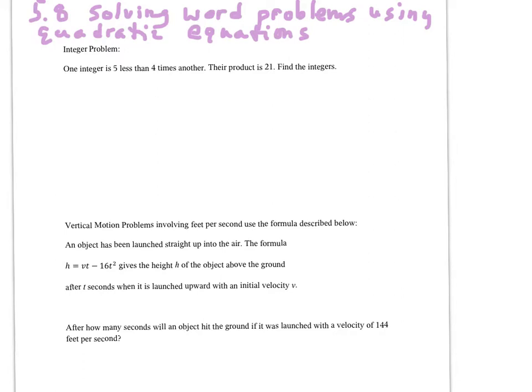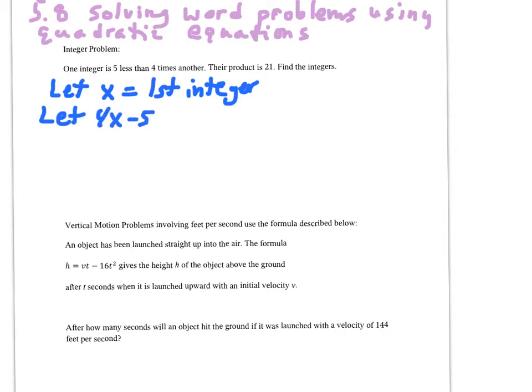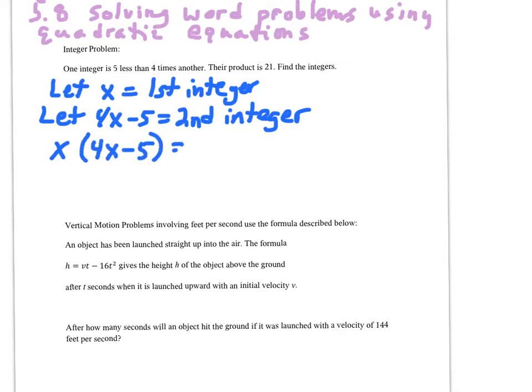So let's let x equal the first integer, and let's let the second be 4x minus 5, since the second integer is 5 less than 4 times the other. That's why we'll define it as such. Now it says their product, so I go x times the quantity 4x minus 5 is equal to 21.